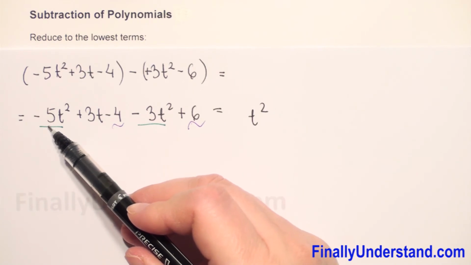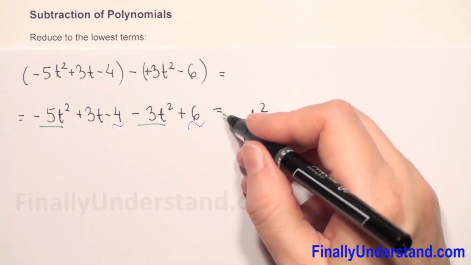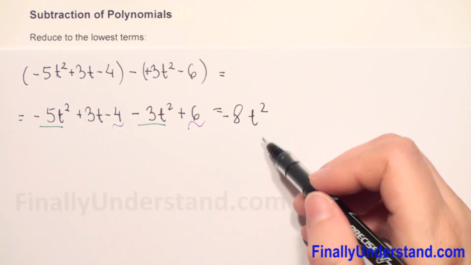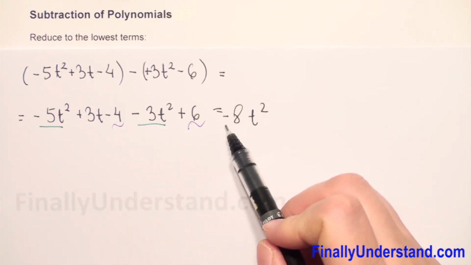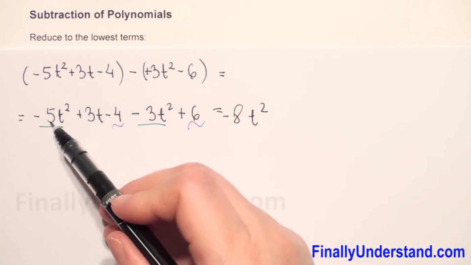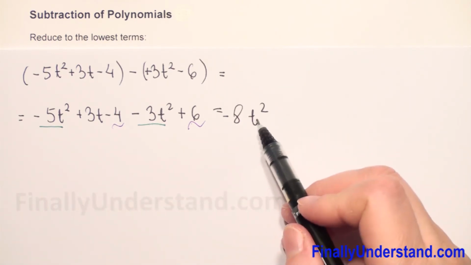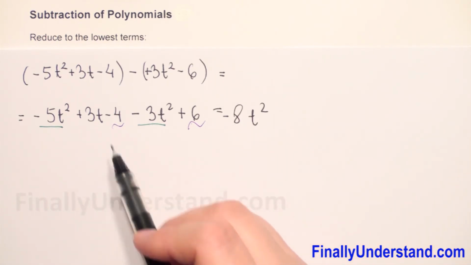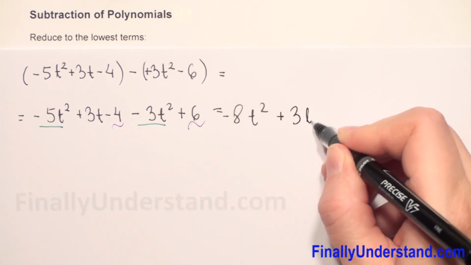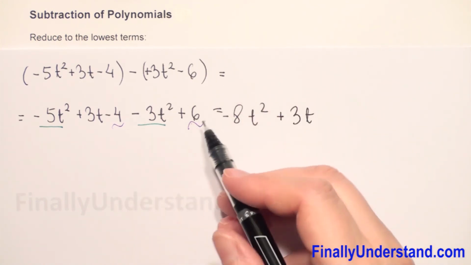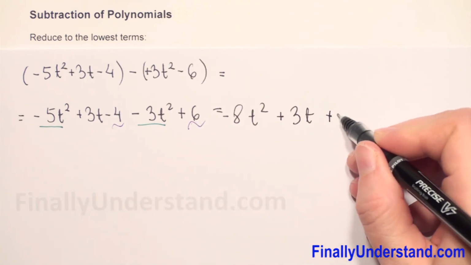We have negative 5 plus negative 3 is negative 8t squared. Both coefficients are negative, so we keep the negative sign and we just add 5 plus 3 is 8. T squared we have to copy. Next, we'll put the expression with t, so it will be plus 3t, and negative 4 plus 6 is 2.